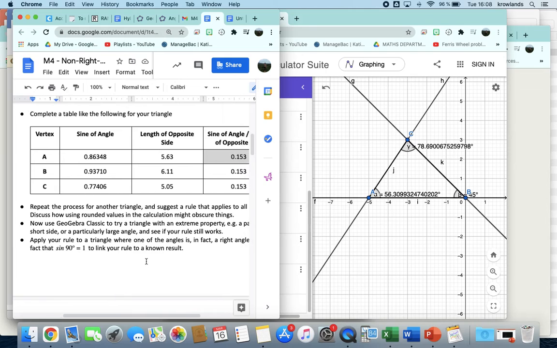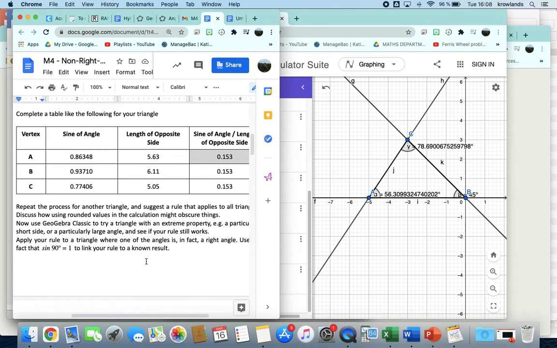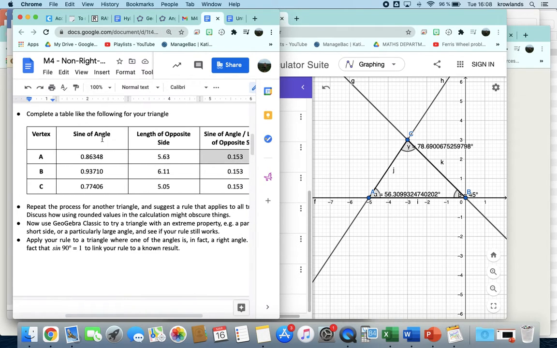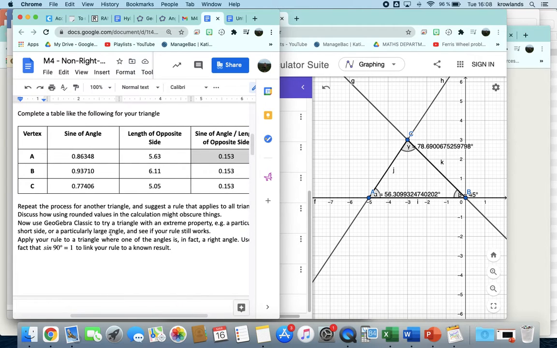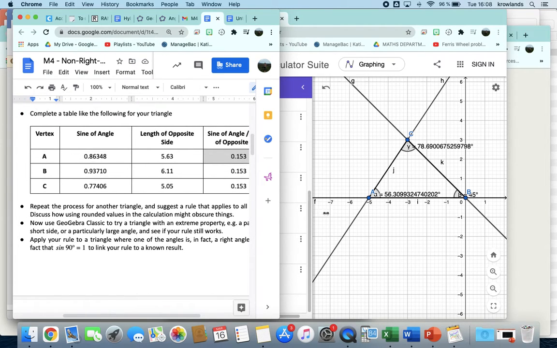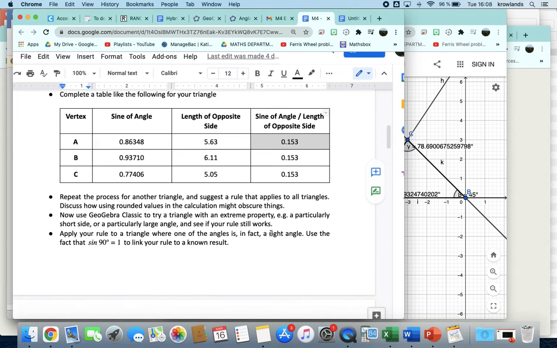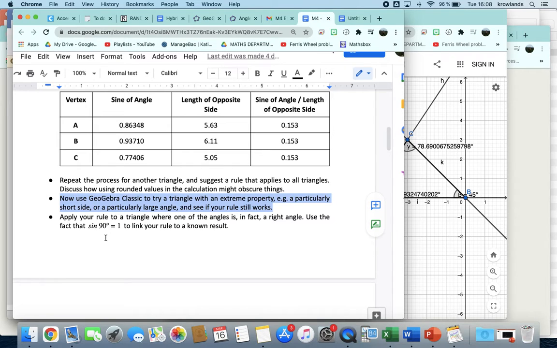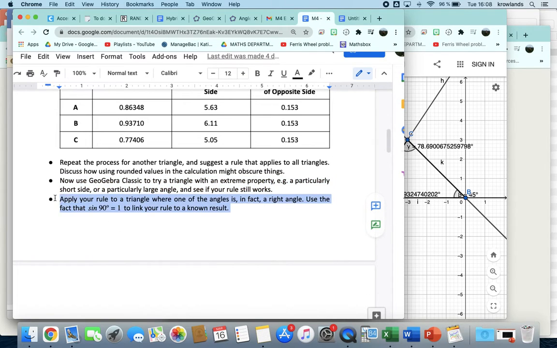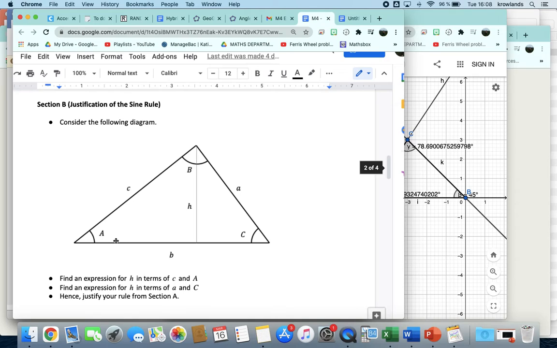Let's just have a look at the last part of section A. You need to repeat the process for different triangles, so that's for one triangle. And it says use GeoGebra Classic to try a triangle with an extreme property. So you need to do it for something which has got a really long side or really large angle. And then we'll talk about that during the lesson or in video 2.